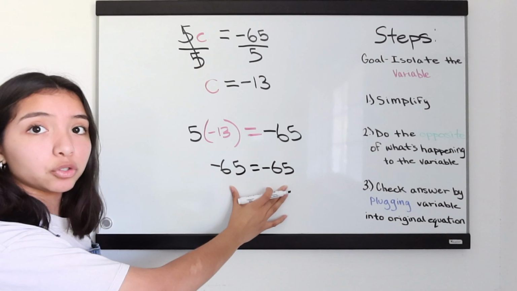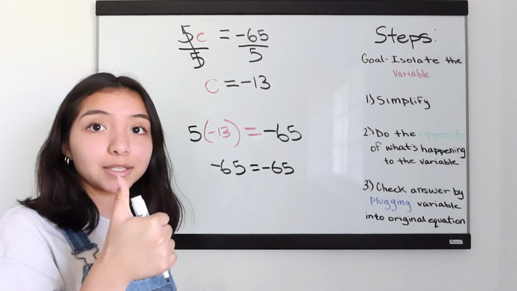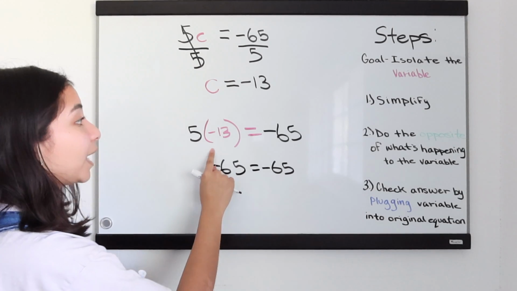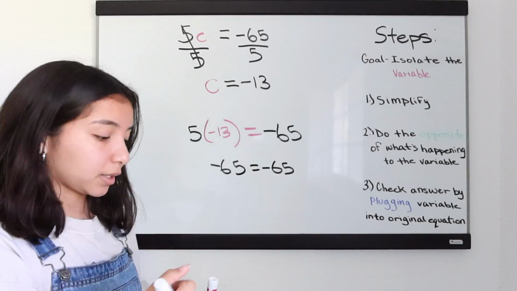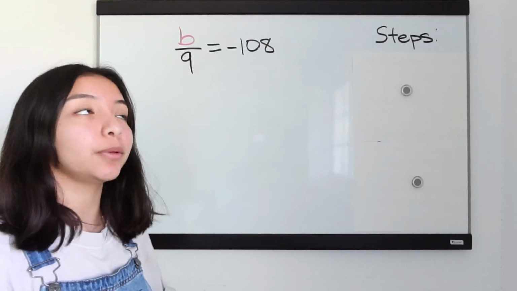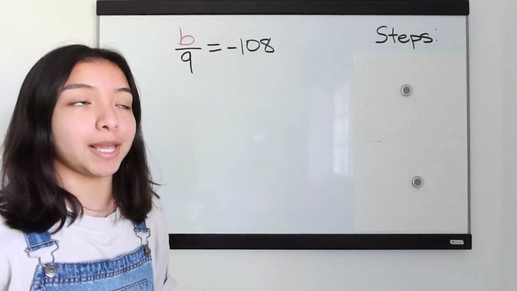Now, is this statement true? Is negative 65 equal to negative 65? Yes, it is. So that means that negative 13 is equal to c. So our answer is correct. Next problem. All right, so the next problem is b divided by 9 is equal to negative 108.